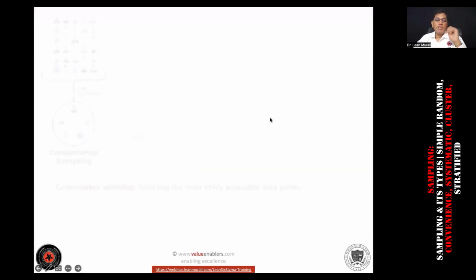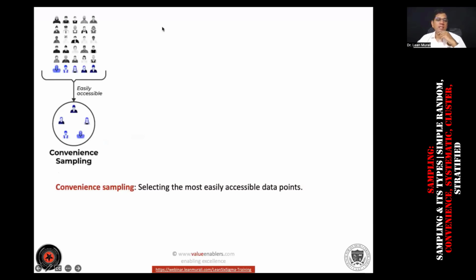Let me explain quickly. Let's say this is a group of people. Whoever is easily accessible to you, whoever is at the front desk, you call them. This is called convenience sampling. Selecting mostly very easily accessible data points. When you went to school, you always avoided sitting on the front bench, because if you sit on the front bench, it attracts the teacher's attention, and you'll be called out for some questions and some behaviors, right?